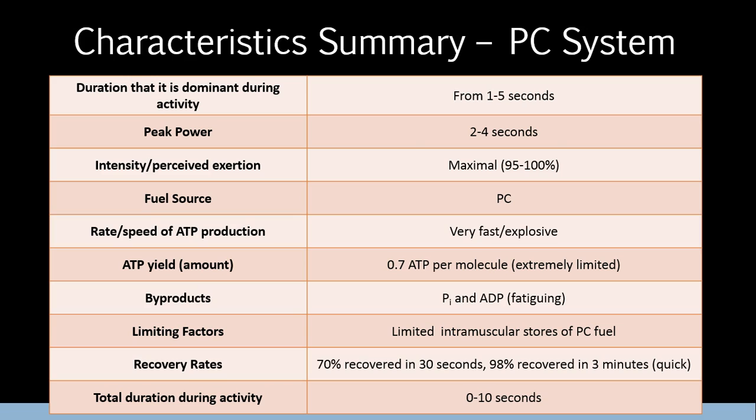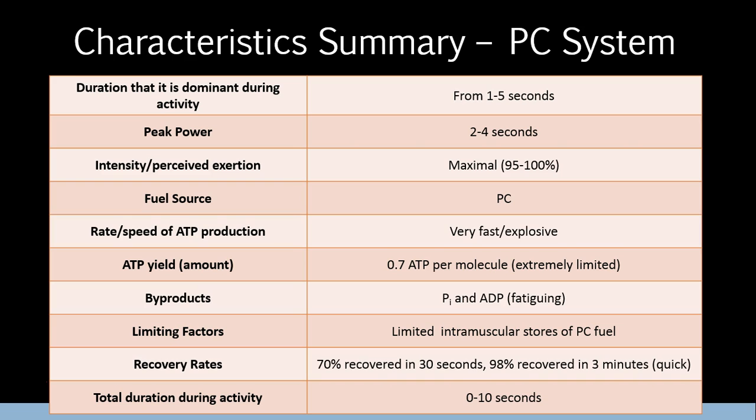The only fuel that we can use via this system is PC. Because it is such a simple fuel, it means that we can have a very rapid rate of ATP production. So it's a very fast system to use, and it's explosive in terms of how much ATP we can produce quickly. In terms of the yield of this system, we're looking at 0.7 ATP per fuel that we break down. So it's very limited in terms of how much ATP we're actually getting from this system. So it's very much a short-term solution for energy production.